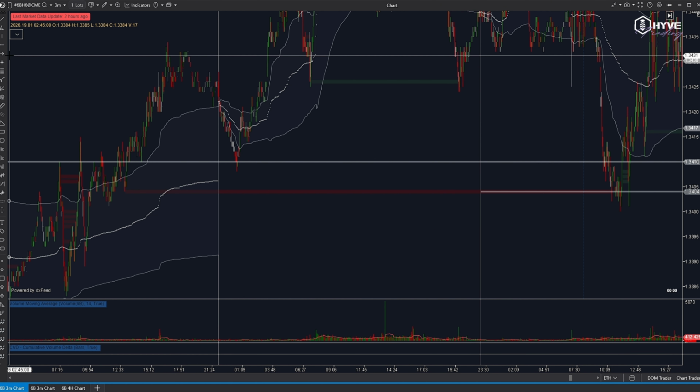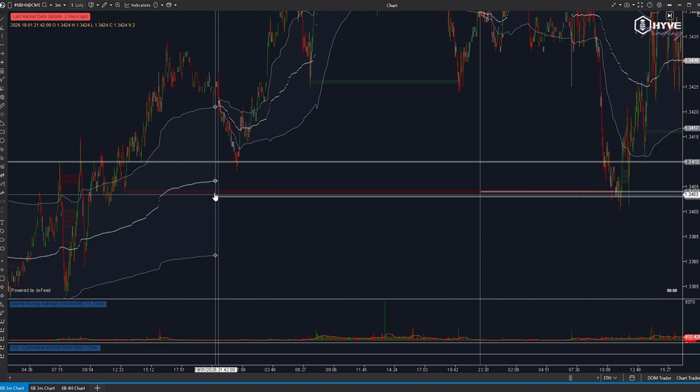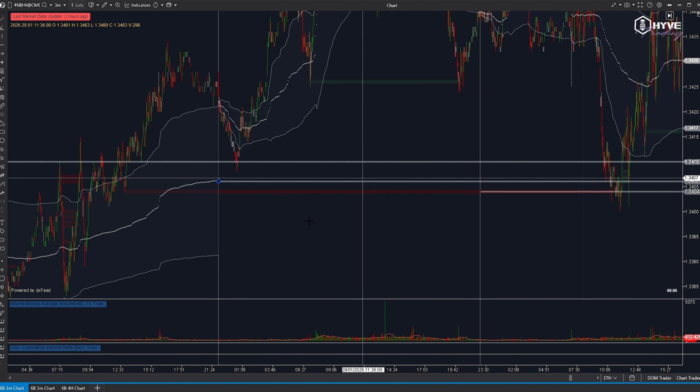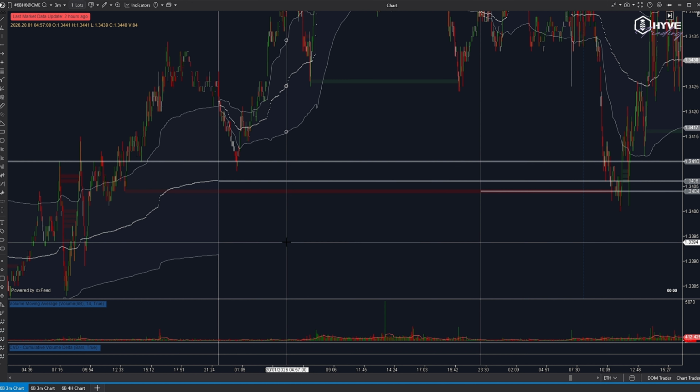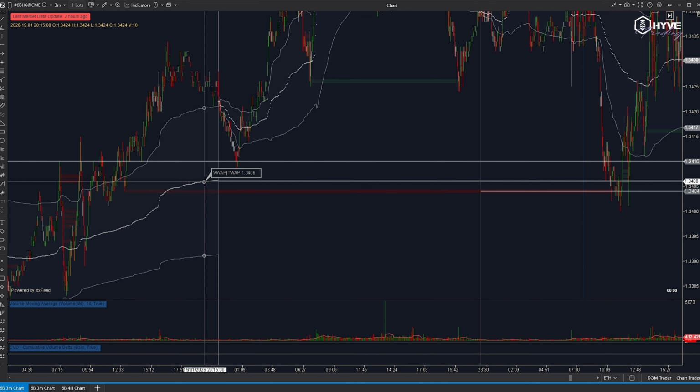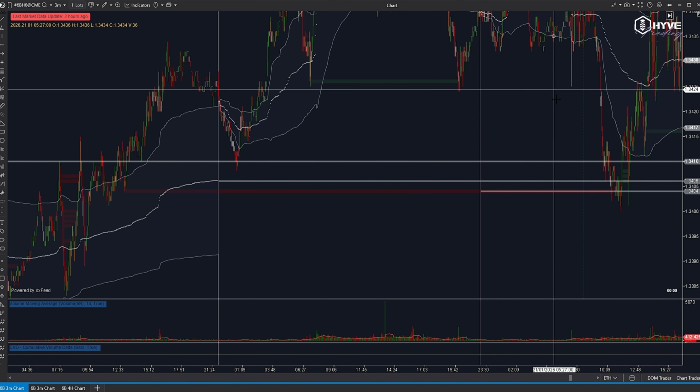And lastly, the final level of confluence was this VWAP right here from the 19th. As you can see, price never came back down to test it. And just like we had the monthly VWAP where price rejected from on the higher time frame, this can also act as support for when price revisits it.